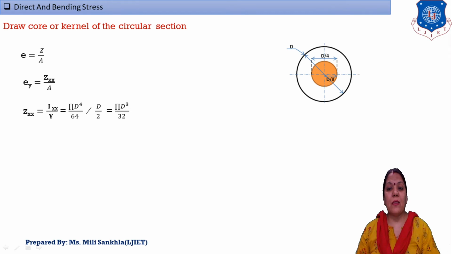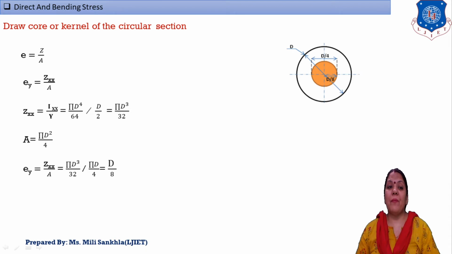And y is equal to the maximum distance from the center. This is the center of the circular section and the diameter is capital D, so from the center the distance is capital D by 2. After dividing numerator and denominator, our answer is pi D cube by 32. Next, the area of this circular section is equal to pi D square by 4, because here we take a diameter, so we can't take the radius. We take the area in the form of diameter, that is pi D square by 4.